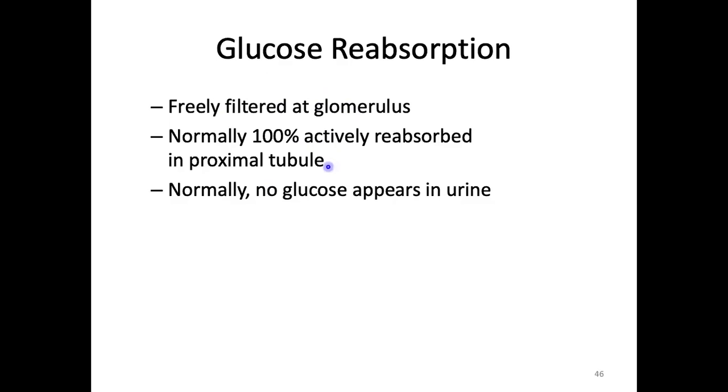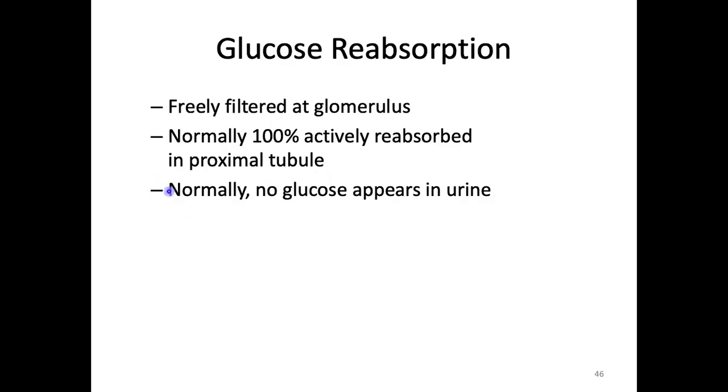So normal glucose levels, right? Around 70 to 100 milligrams per deciliter, gets filtered out. Whatever's in the bloodstream is going to get filtered at the glomerulus, and whatever's filtered is going to get reabsorbed. So normally, in a healthy individual, no glucose should be in the urine.